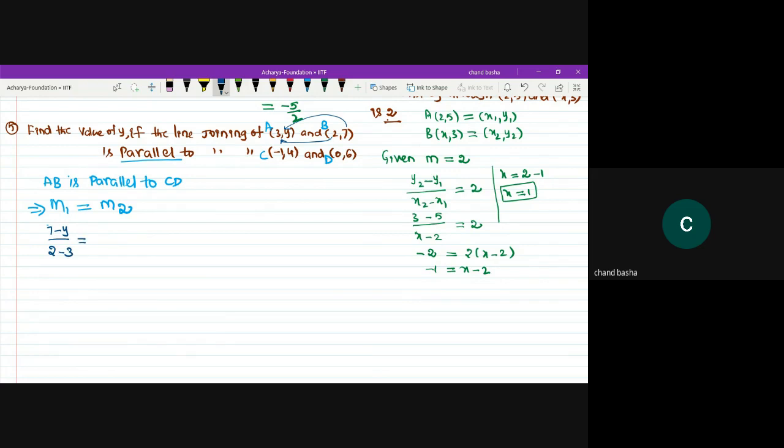Right side value. What is right side value? So here y coordinate 6 minus 4 divided by 0 minus of minus 1. This is important. 7 minus y divided by minus 1 equals 2 divided by 1. Correct? 7 minus y is equal to minus 1 into 2, that is minus 2. 7 plus 2. This will be minus, right? So y value is how much? It is 9. Very good. Absolutely correct what you said. Y is equal to 9 is the required answer.